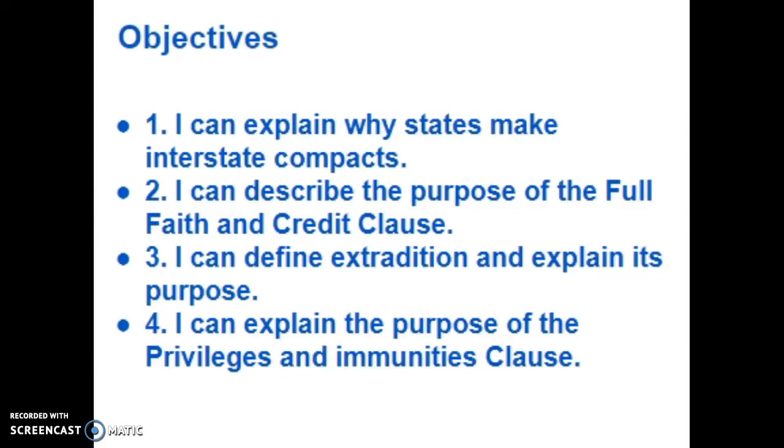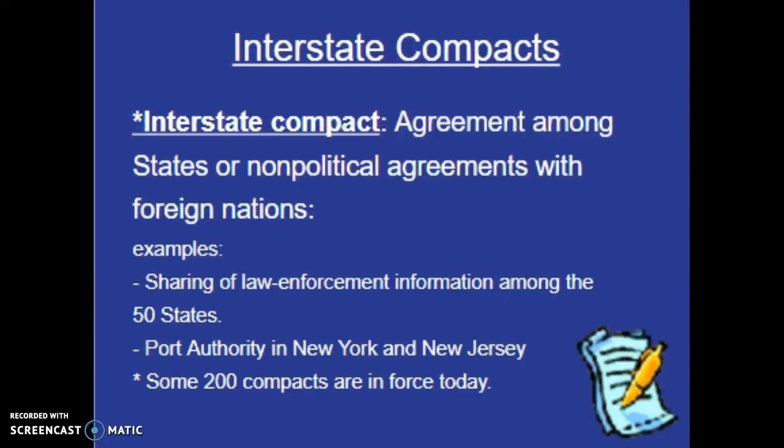So in this set of notes, we're going to talk about why states make interstate compacts, or compacts between states and also foreign countries, as long as they're non-political compacts. We're going to talk about the full faith and credit clause, extradition, and also the privileges and immunities clause.